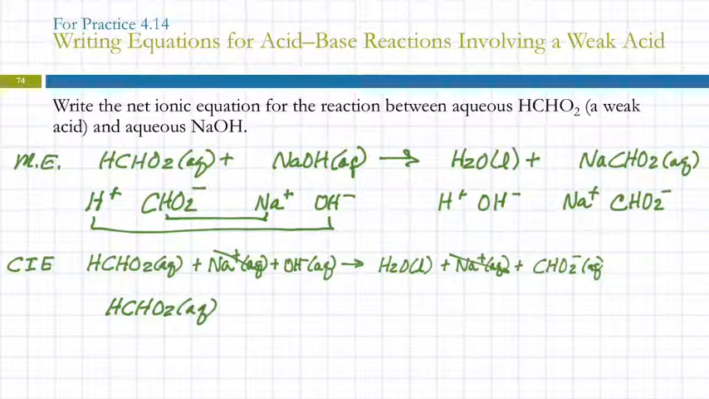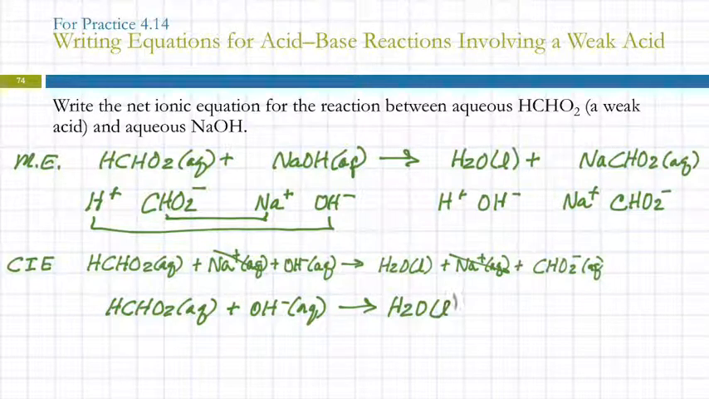So I have that acid, formic acid, plus hydroxide ion. Those will react to form water and these formate ions. That's my net ionic equation.